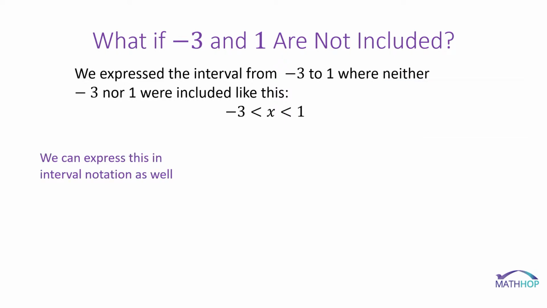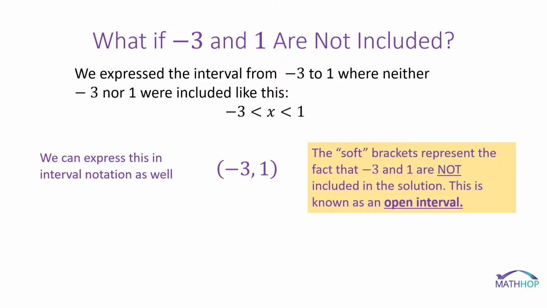So we can express this with interval notation as well. Notice the brackets though. I am not using hard brackets. I have soft parentheses, -3, comma, 1, close parenthesis. And that's important. The soft brackets or the parentheses represent the fact that -3 and 1 are not included in the solution. And this is known as an open interval.